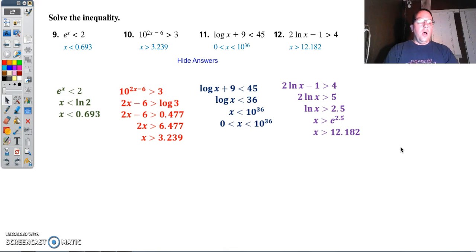All right. Hopefully that helped. That is basically it. You just isolate the exponential portion and write it as a logarithm, or isolate the logarithmic portion and write it as an exponent. Make sure that the inequality stays facing the x, whichever way it was to start with.